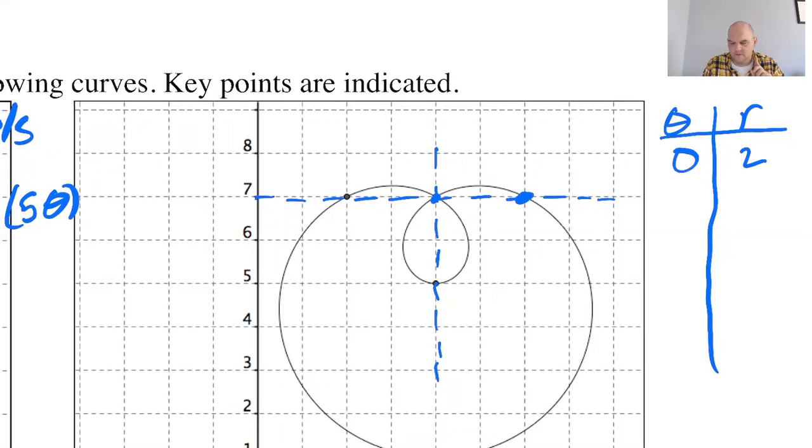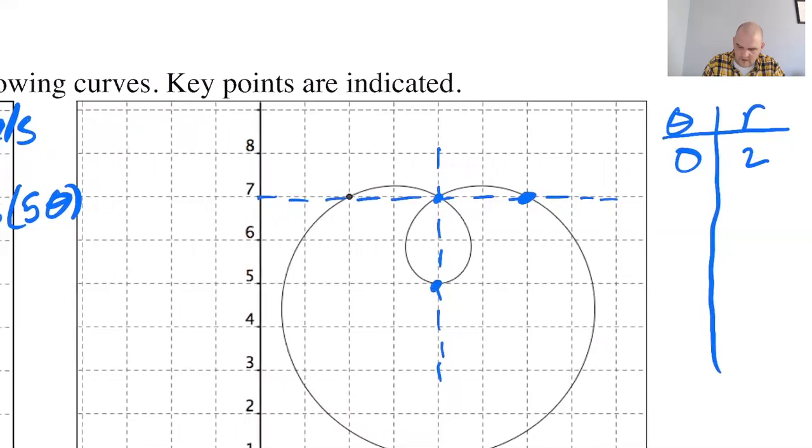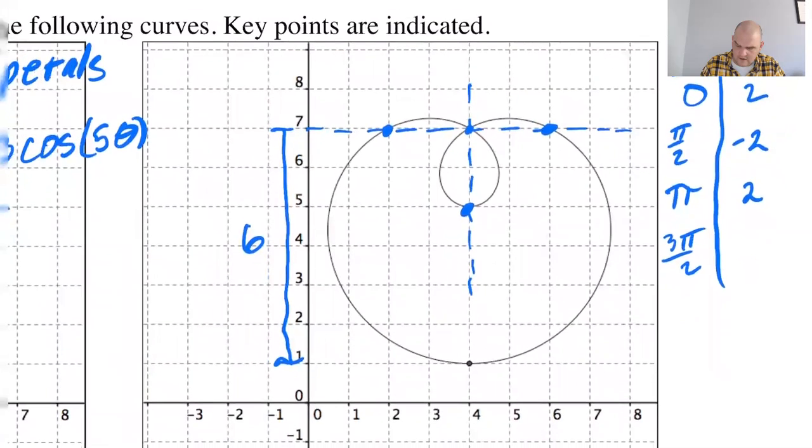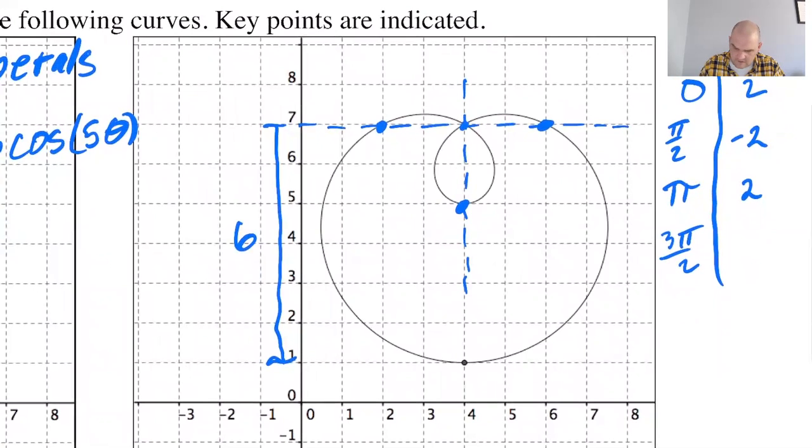So when theta equals pi over 2, I know that I'm here. And actually, I'm on the negative axis, which means r must be negative. So I know that at pi over 2, r is negative 2. And then when I get to pi, I'm at this point, r is definitely positive 2. When I get to 3 pi over 2, r is going to be whatever this distance is. So from 7 to 1, so 6. 1, 2, yeah, 6. Okay.